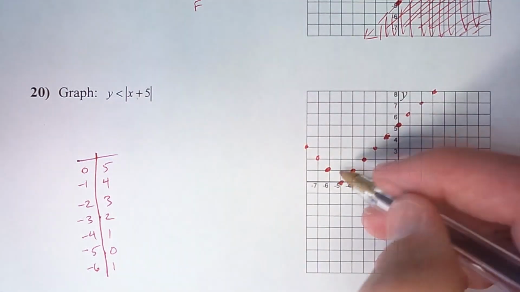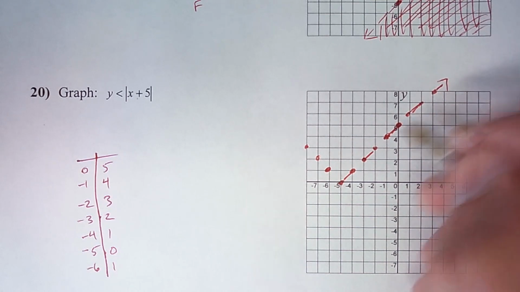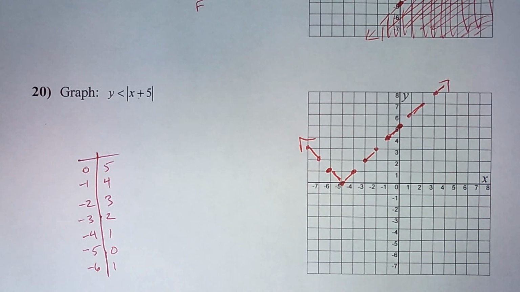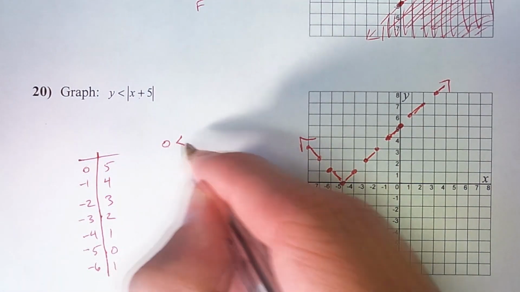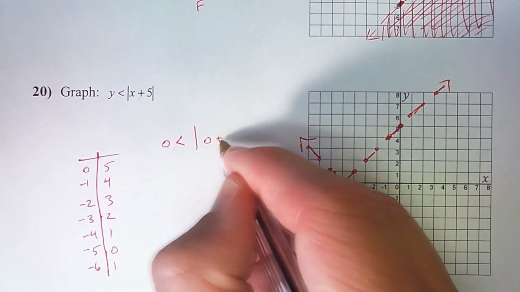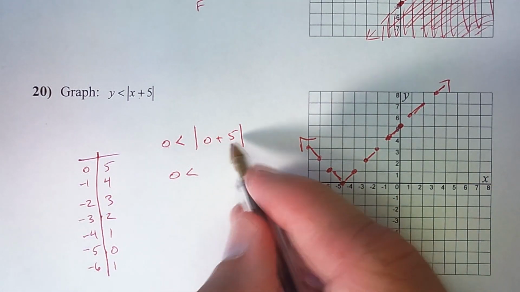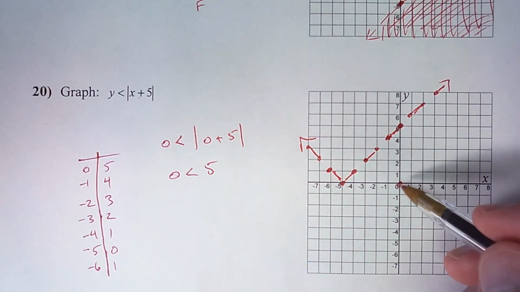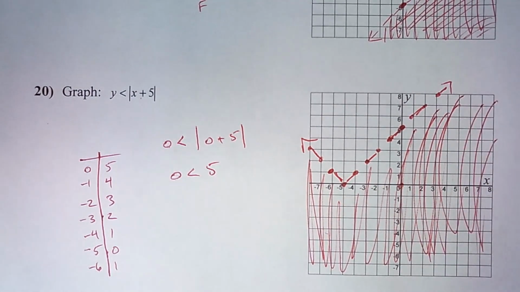Okay, and it's going to be dotted. So there is the V, and then I have to decide where I'm going to graph, so I'll test the origin. 0 is less than the absolute value of 0 plus 5. So that's 0 is less than the absolute value of 5, which is 5. That's true. The origin made a true statement. The origin is outside, so I shade everything outside. So everything else outside would also make a true statement.